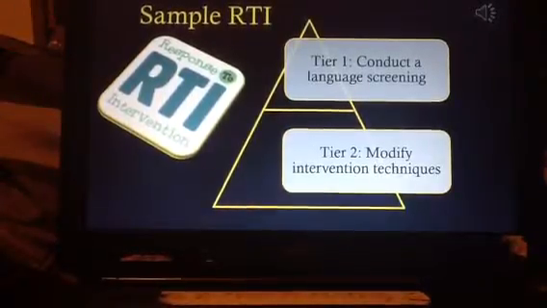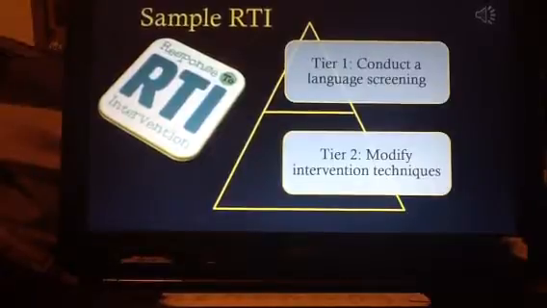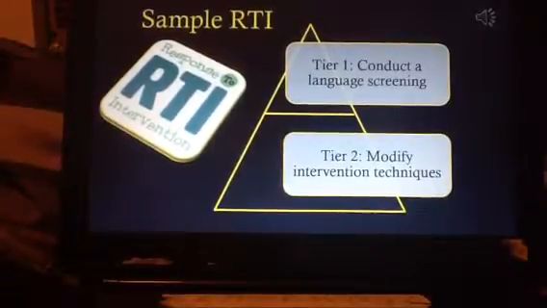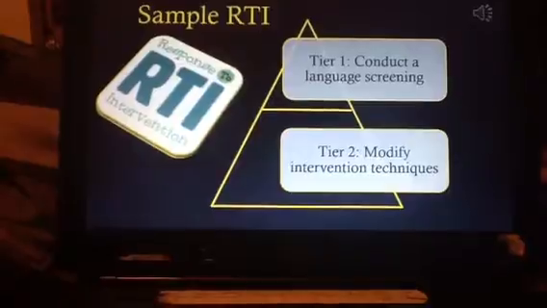Then tier 2, when it comes back, you know that you will have to make modifications to your intervention. You can coordinate with the ESOL specialists to gather information on cultural and linguistic factors that may affect academic achievement, and see if they can provide you additional resources so that you're able to modify your lessons to accommodate your ESOL students.